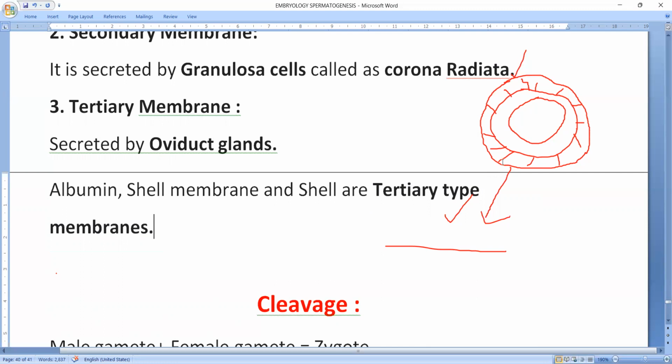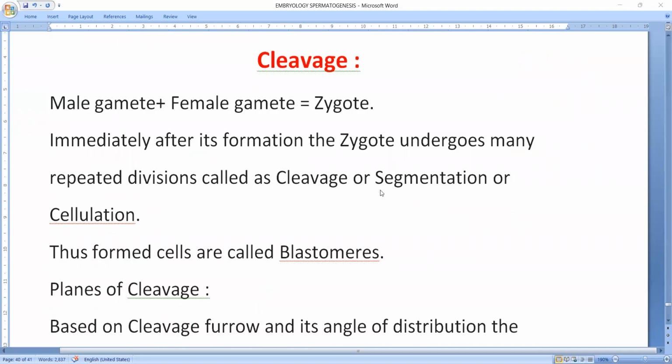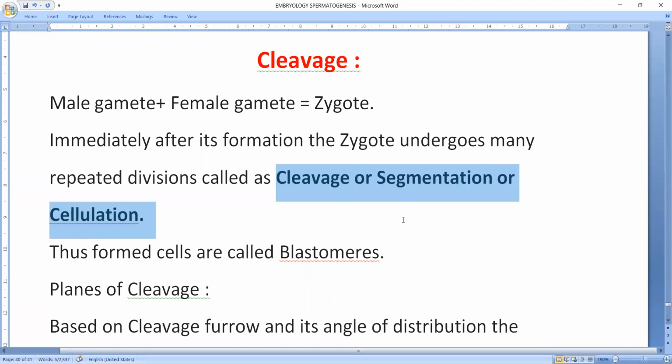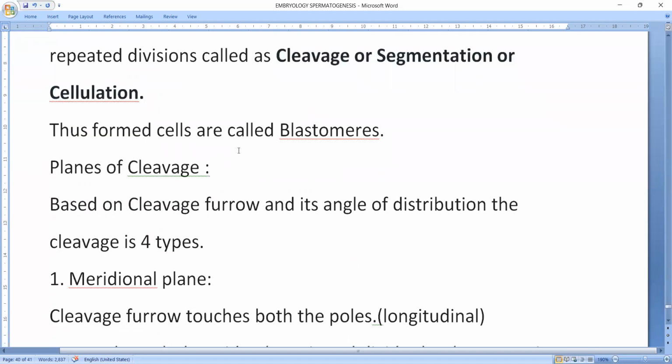Then cleavage. So what is cleavage? Generally male gamete plus female gamete is equal to zygote. Immediately after its formation, the zygote undergoes many repeated divisions called cleavage, or segmentation, or cellulation. The cells thus formed are generally known as blastomeres. The cells formed by cleavage we call blastomeres.